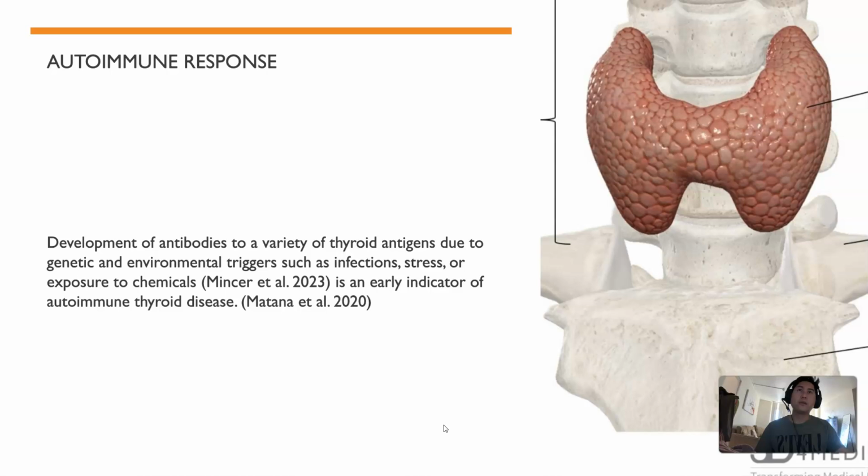So the first stage of the pathophysiology of Hashimoto's thyroiditis is the autoimmune response. It is the development of antibodies to a variety of thyroid antigens due to genetic and environmental triggers such as infections, stress, or exposure to chemicals. The most common is antithyroid peroxidase, and many also form thyroid stimulating hormone, or TSH, receptor blocking antibodies. Then these antibodies attack the thyroid tissue, which would eventually lead to inadequate production of thyroid hormone.